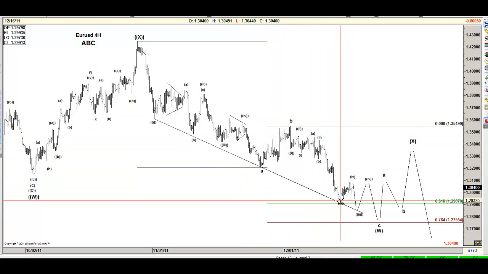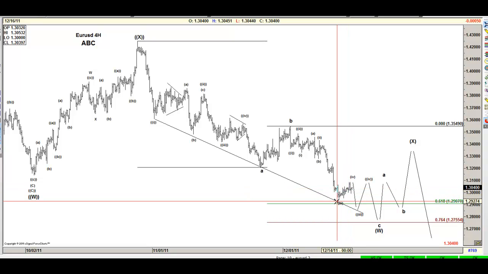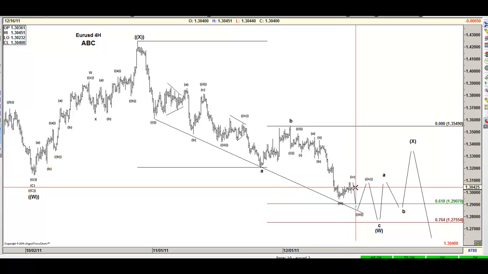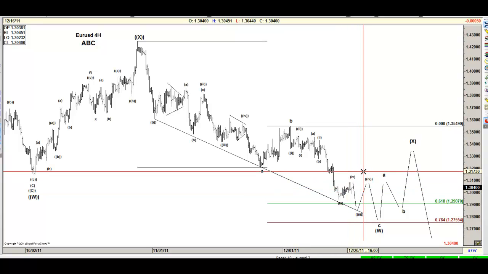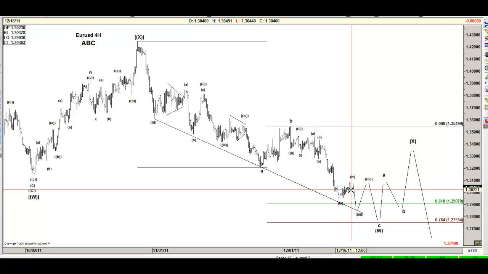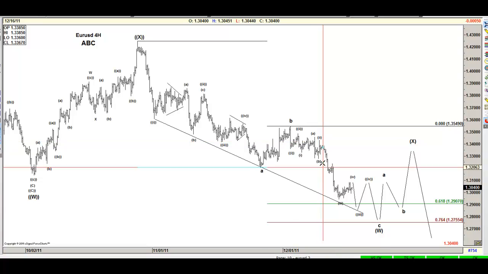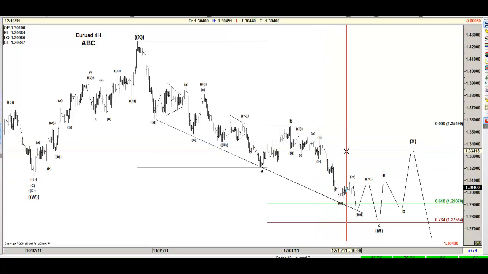Because we believe that the recovery from the lows is very corrective, and we believe that it can extend and make a double zigzag or triple zigzag, but at the end it is corrective. Now, what we don't like about it is the idea that this leg right here does not look like a flat, but well, sometimes you gotta look to the other side in Elliott waves.